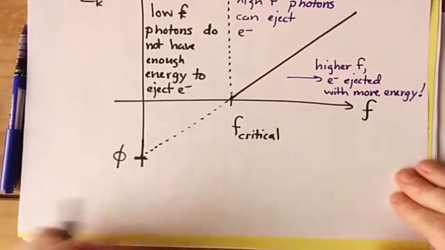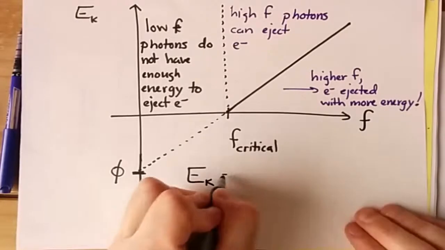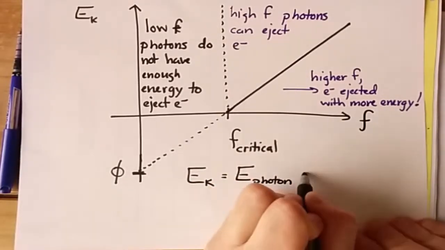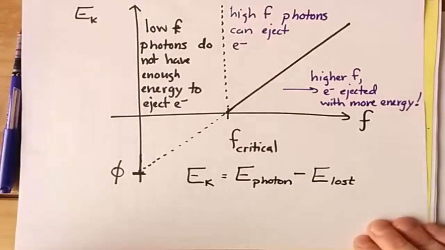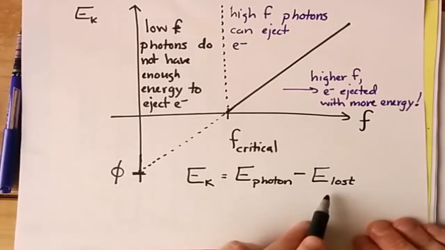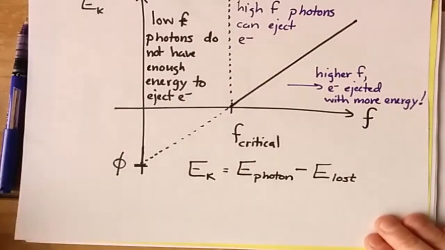We can say that the kinetic energy of the ejected electron is equal to the energy that was given to it by the photon, which is the energy of the photon, minus the energy that the electron has to use up in order to get out of the metal. So the kinetic energy of the electron when it leaves the metal is equal to the energy of the photon minus the energy that was lost in getting out. This energy that's used up by the electron just to get out of the metal is called the work function, and it's represented by the Greek letter phi.